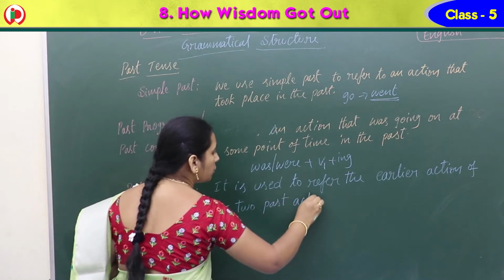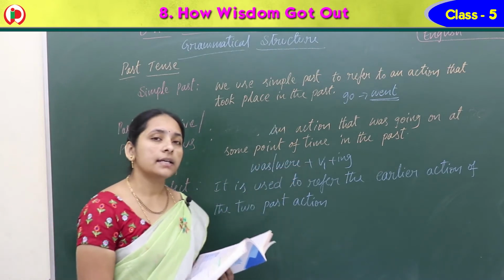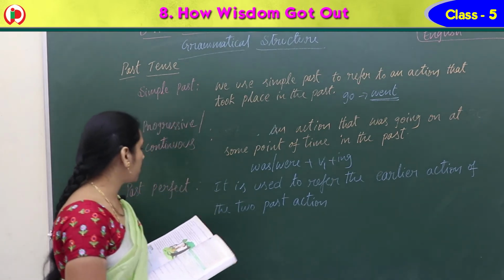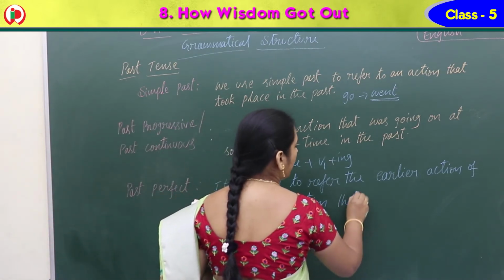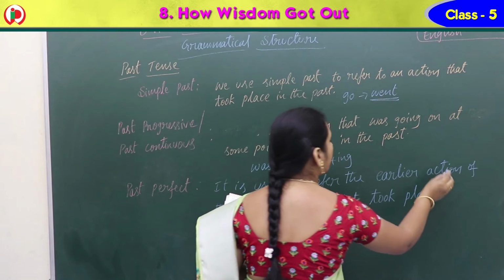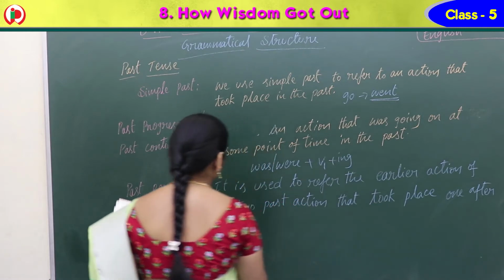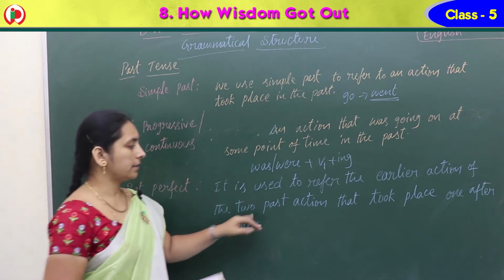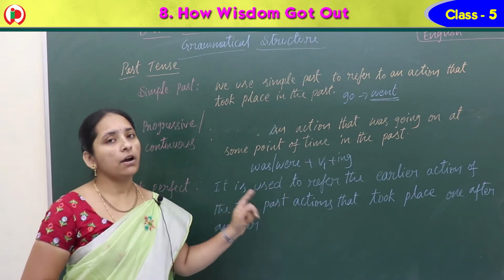So that means here two past actions happened. In those two past actions, the first past action is in the past perfect. The past actions took place one after another. That is important here. So here two past actions are there, and these two past actions should happen one after another.